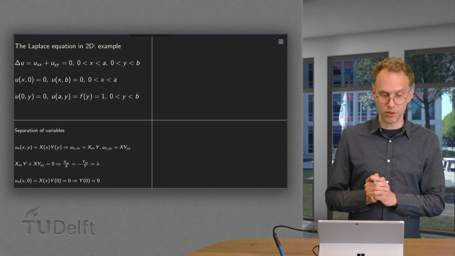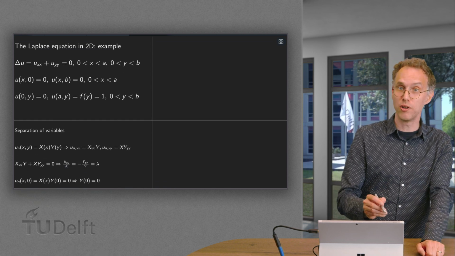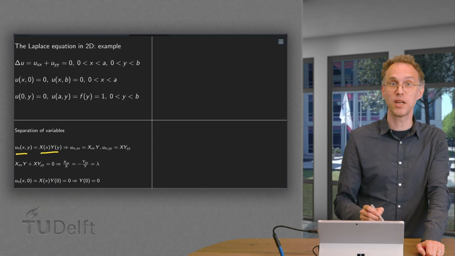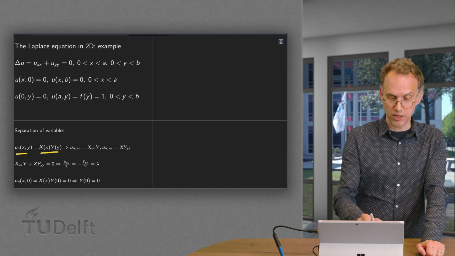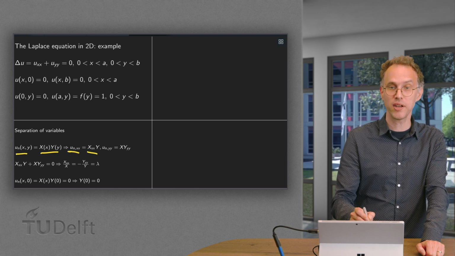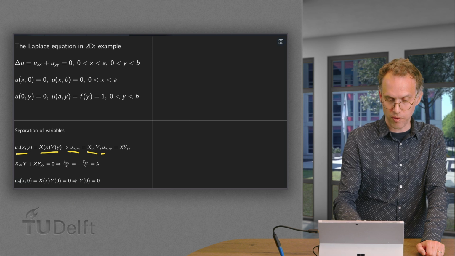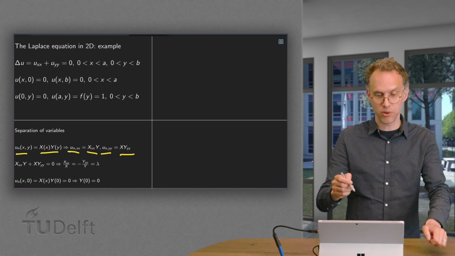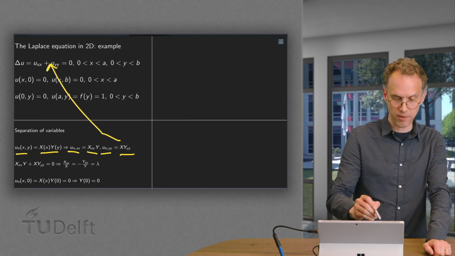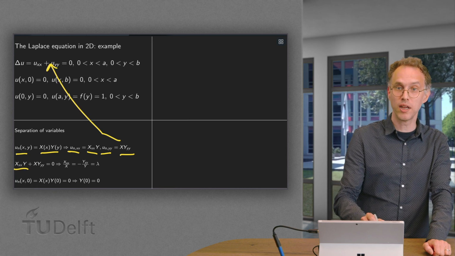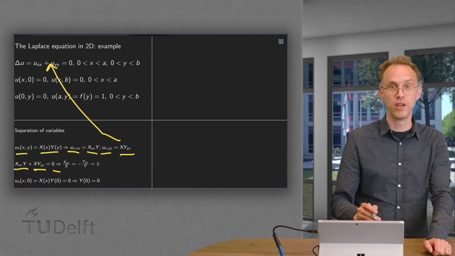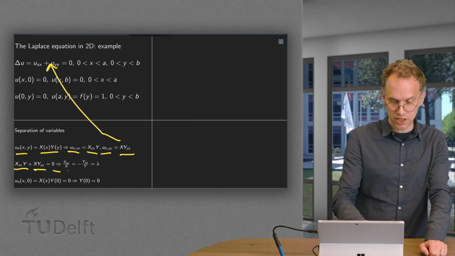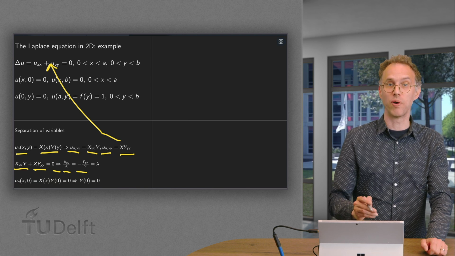Now, first of all, we use separation of variables. We will look for solutions of the form u(x,y) equals X(x) times Y(y). Then u_xx equals X'' times Y, and u_yy will be X times Y''. Then we substitute this into our Laplace equation. We get X''Y plus XY'' equals 0. We separate, we divide by X times Y. We get X''/X equals minus Y''/Y.